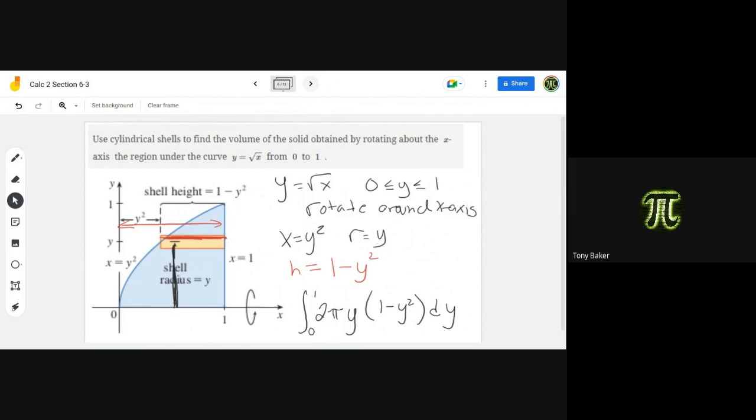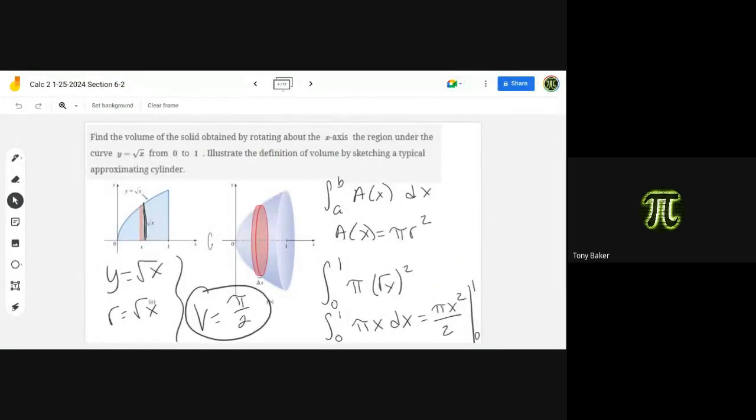In last class's example with the same y equals square root of x, were we rotating about the y-axis? Yes, we were rotating around the y-axis in that example. Now we're rotating around the x-axis. This is the exact same problem.